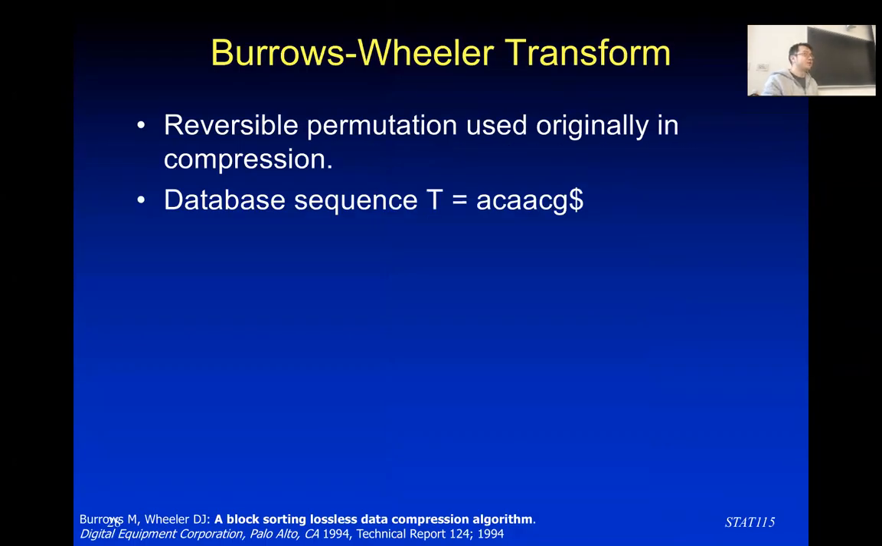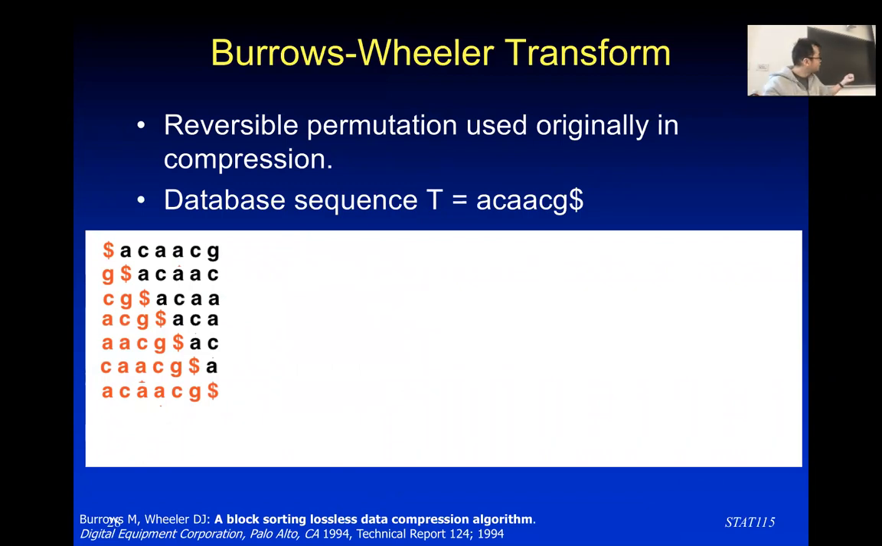So first, let's look at what the Burrows-Wheeler transform is. This idea was first used not related to bioinformatics. It was first used as a compression algorithm. For example, bzip is based on the Burrows-Wheeler transform.